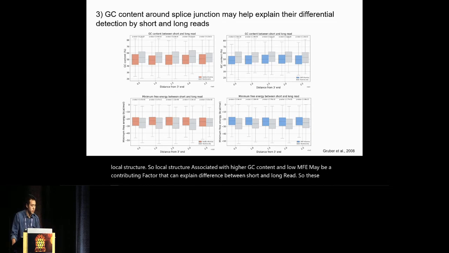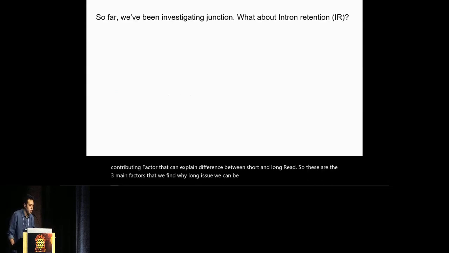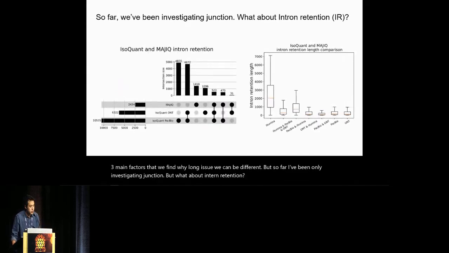So these are the three main factors that we find for why long and short read can be different. But so far, I've been only investigating junctions, but what about intron retention? Focus on the left one. The left plot is an upset plot showing intron retention between MAJIQ and ISMB. ISMB based on PacBio finds about 10K of intron retention, which is a lot compared to ISMB Oxford Nanopore, which is 6.3K, and MAJIQ only finds about 2.4K. So in general, you can see long read finds a lot of intron retention due to its longer reads.